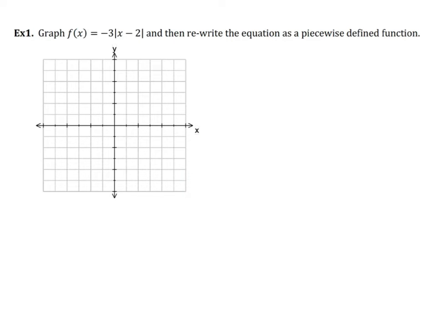The first example: graph f of x equals -3 times the absolute value of x minus 2, then rewrite the equation as a piecewise function. First I would graph it, and when you're graphing it, you need to find the vertex. The vertex is moving right 2, up and down 0. We don't have a k value, so it's just right 2. And from this, we have our slope, which is negative: our slope is -3.